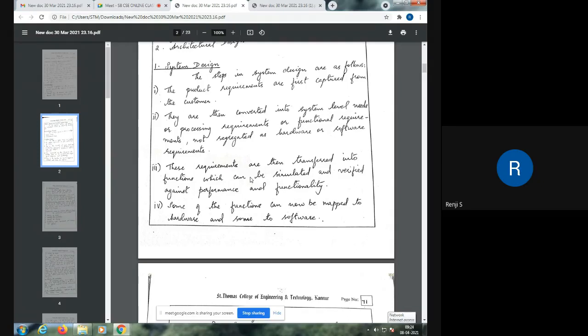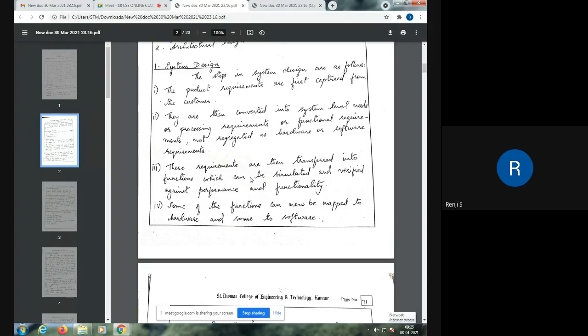And these functional requirements can be either hardware functional requirements or software functional requirements, but it is not separated here. They're considered as functional requirements only, whether it is hardware or software. It is not partitioned as hardware or software requirements, but they are grouped as functional requirements or system level requirements, or it is also called processing requirements. So the product requirements from the customer are first converted into system level requirements, or processing requirements, or functional requirements, but not separated as hardware or software requirements. Still, developers are not bothered whether it is a hardware requirement or software requirement.